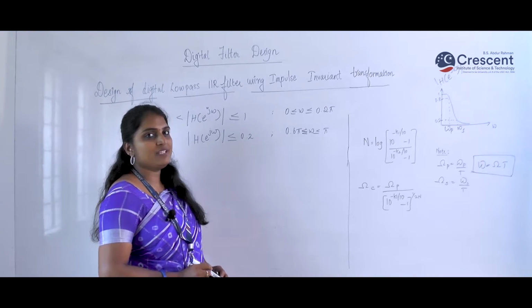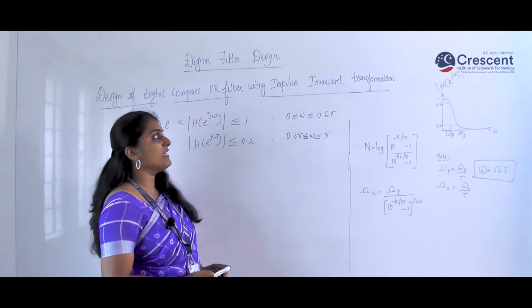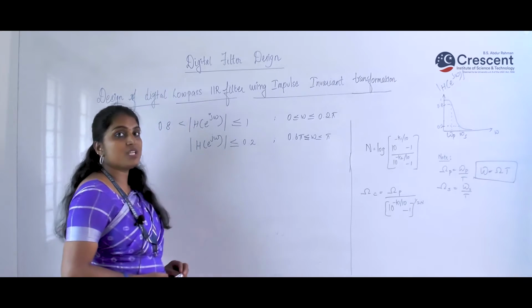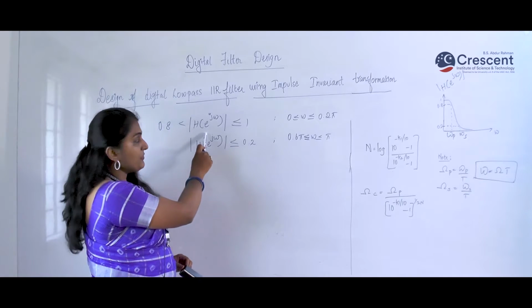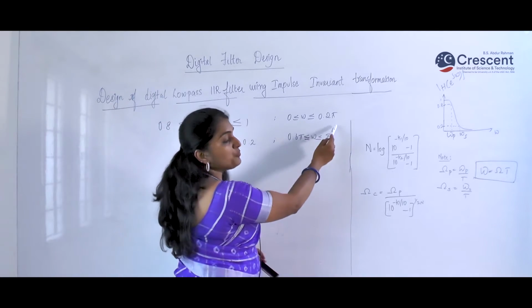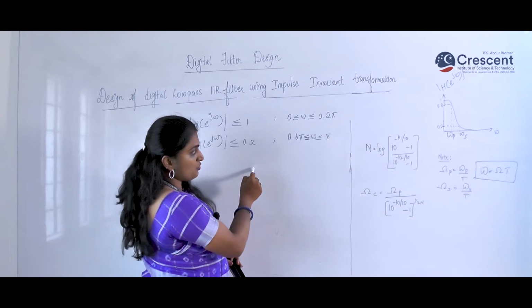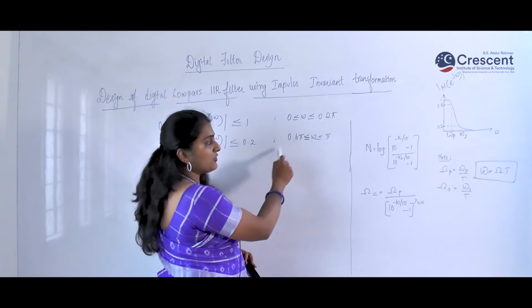Now we will move on to the mathematical analysis of digital IIR filter design using impulse invariant transformation. Let us consider the specifications given in the digital domain: the magnitude response varies from 0.8 to 1 for the frequency range from 0 to 0.2 pi, and the magnitude response is less than or equal to 0.2 for the frequency values varying from 0.6 pi to pi.